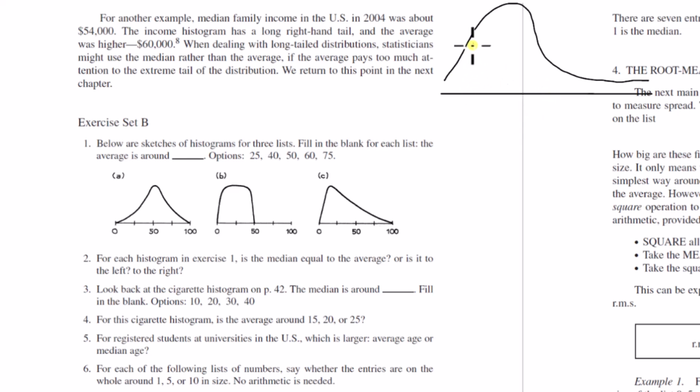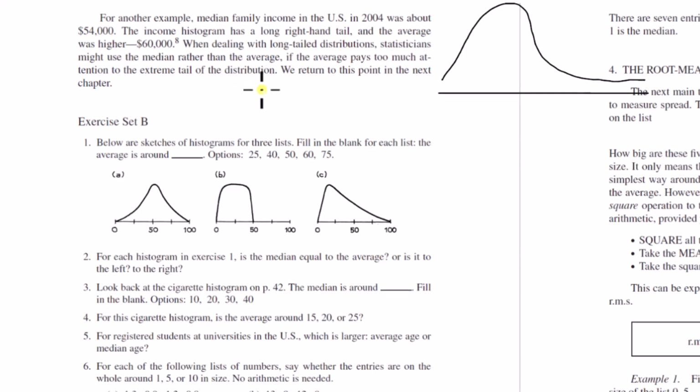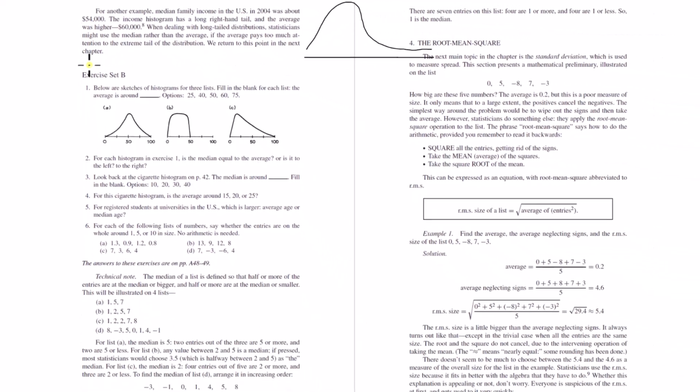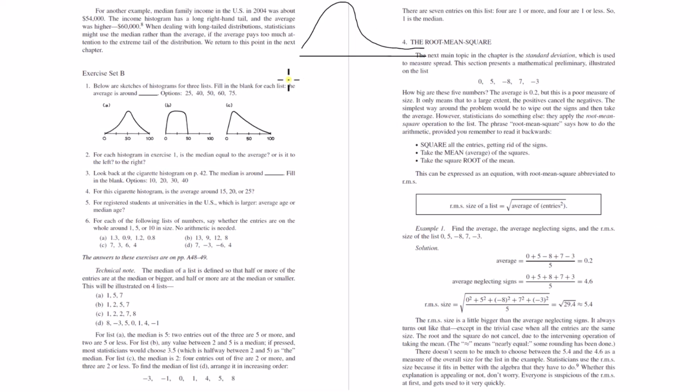If you think about all the area being the same material, like steel. And it says here, which is interesting, in dealing with these long-tailed distributions, or any kind of potentially asymmetric distribution, statisticians might use the median rather than the average when reporting to people, if the average pays too much attention to the extreme tail of the distribution. And we're going to talk about this point in the next chapter. All right, let's work some example problems.